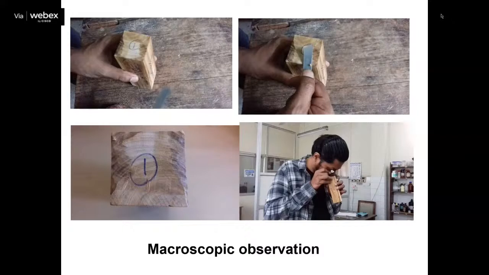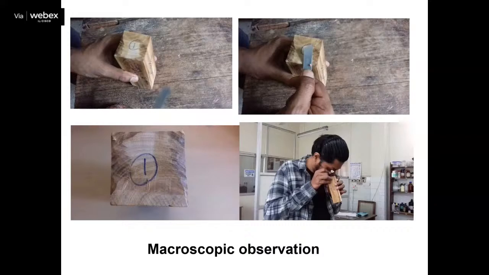Most of the characters for identification are visible on the cross section. Only in a few cases do we have to see the tangential side, for the ripple marks in Dalbergia species, Pterocarpus species and others.